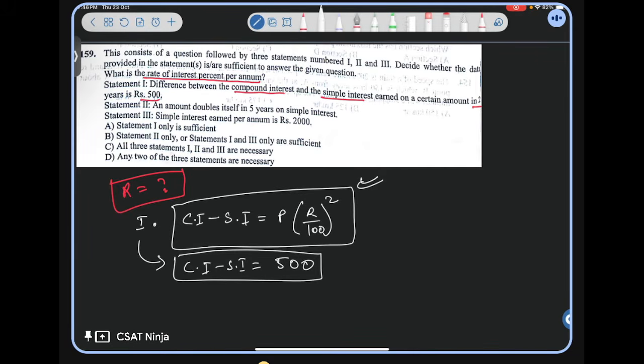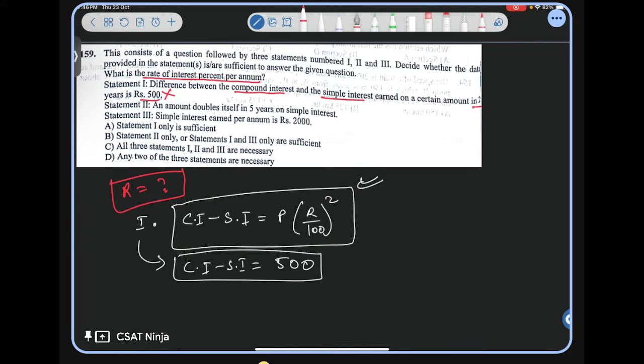Let's check statement number 2. Statement number 1 itself, I won't be able to answer because I don't know this value, I don't know this value. That means I have two unknowns. If I have two unknowns, then I won't be able to get the answer. So statement number 1 alone is not sufficient to answer. Let us check with statement number 2.